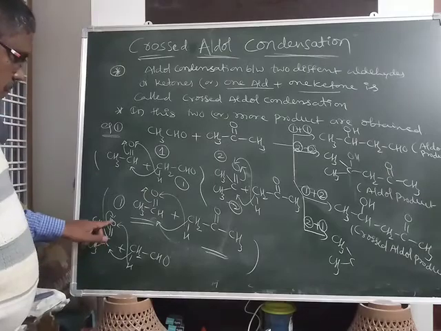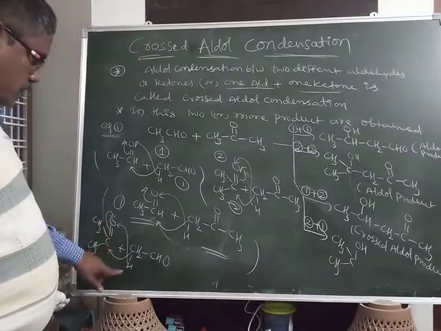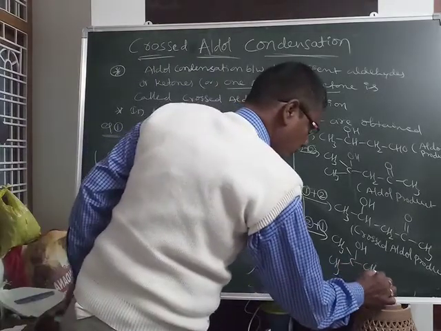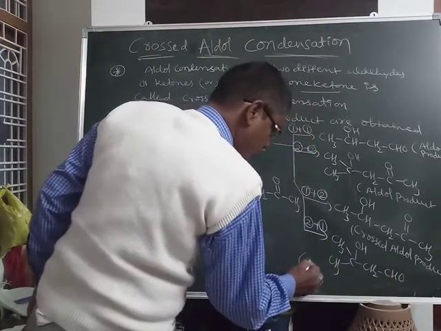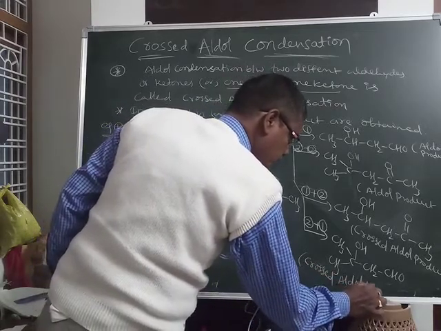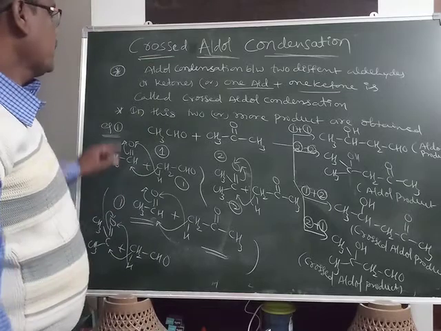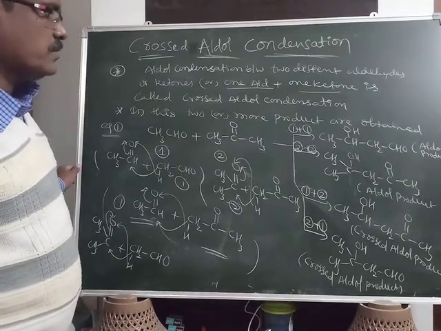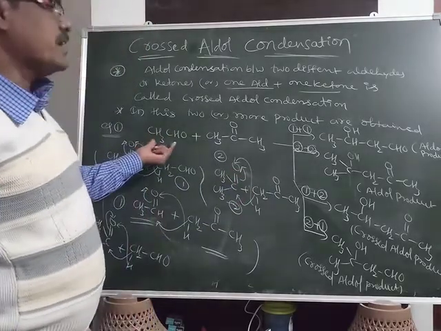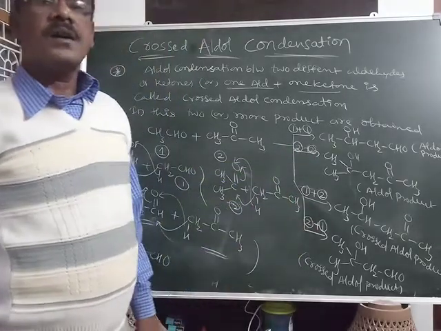Now the structure is CH3, CH3, C(OH), where C single bond OH results from the adding of this hydrogen, with a new carbon to carbon bond to CH2CHO. So this is also a crossed aldol product. In total, four products are obtained in this case. These two are the aldol products, and the remaining two are the crossed aldol products.